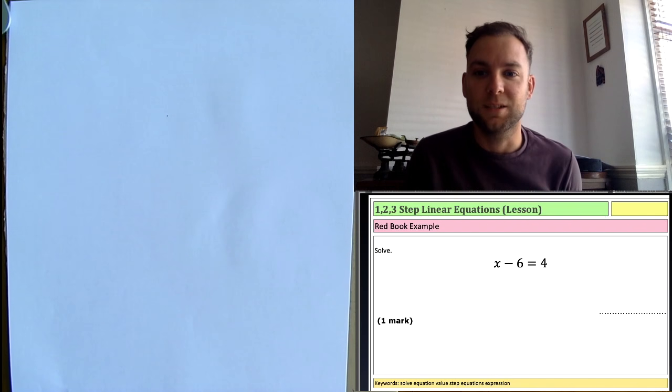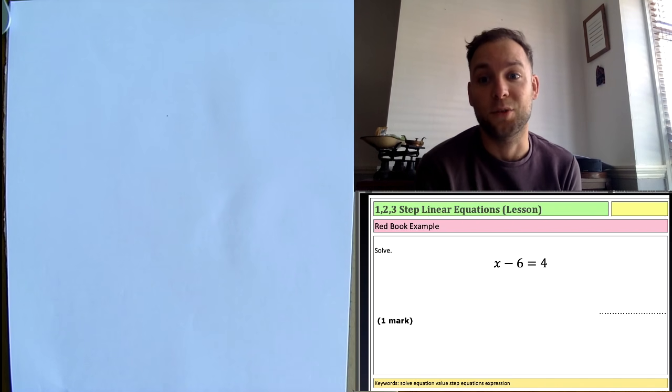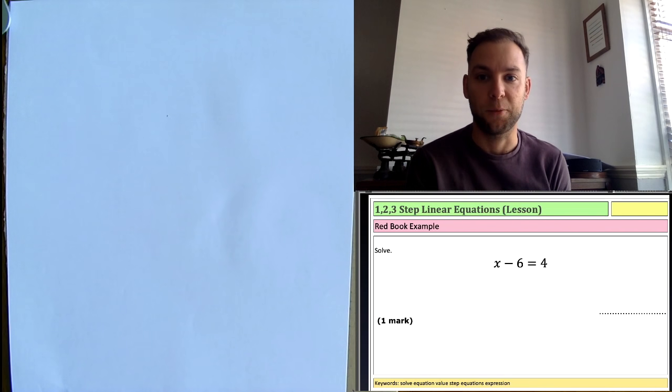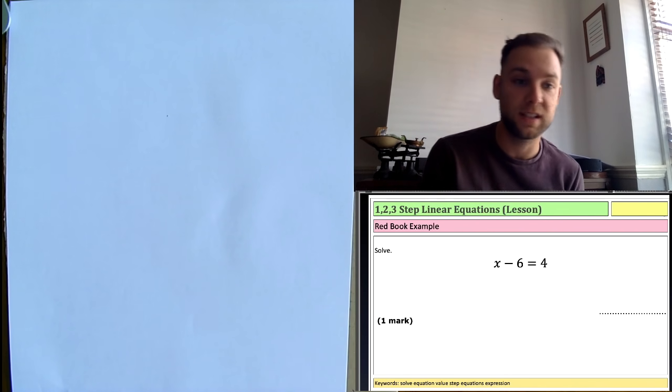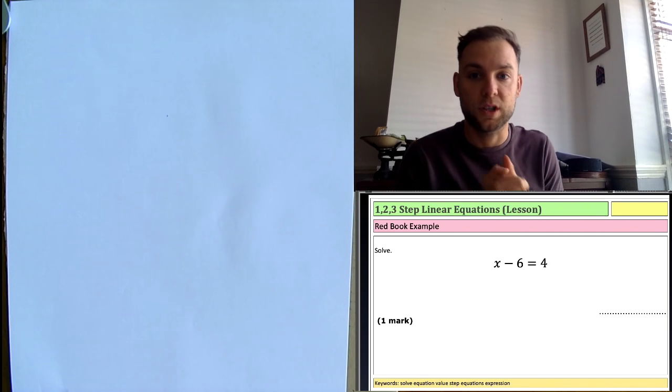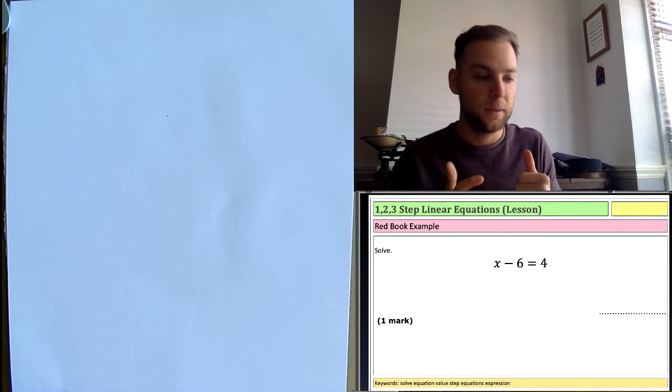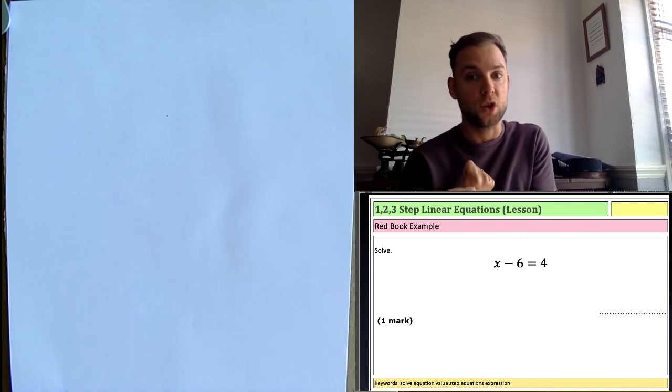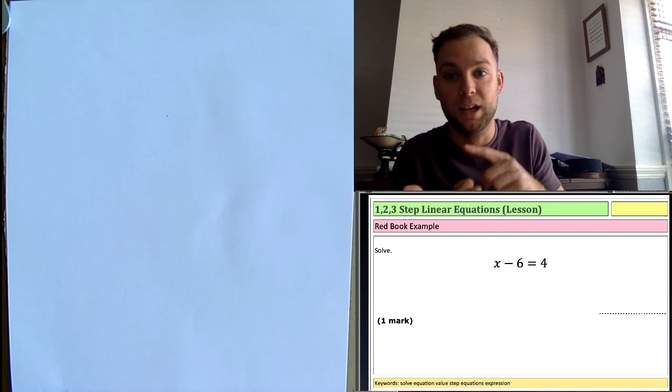And welcome to today's lesson, which is 1, 2 and 3 step linear equations. Now, I just want to focus on the keywords for a second here because there are some keywords that we really need to know what they mean. So the first keyword I've got is solve, and the second keyword is equation.